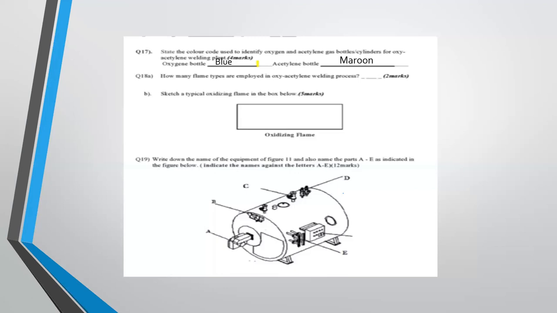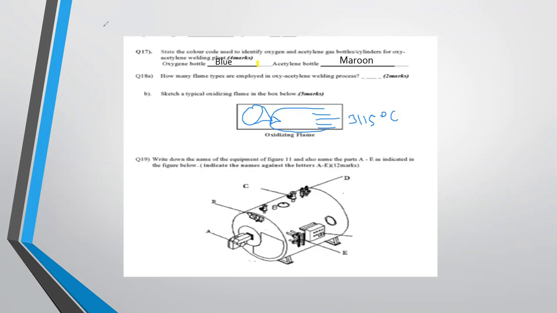Let's go to the next question. You have been told to draw a typical oxidizing flame. So you draw something like a cone like this. You have to make sure and know that the oxidizing flame has a pointed inner cone. That's what they will check whenever they are marking. You make sure your inner cone is pointed, and you draw some lines here to indicate the flame. You can never indicate a flame without telling us the temperature of it. So for the oxidizing flame, its temperature is 3115 degrees Celsius.